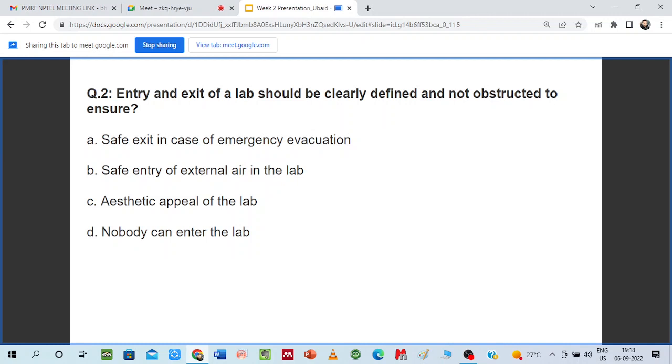Deepa, you are not able to see the question. A. Sir, answer is A. Safe exit in case of emergency. Yes, safe exit in case of emergency.